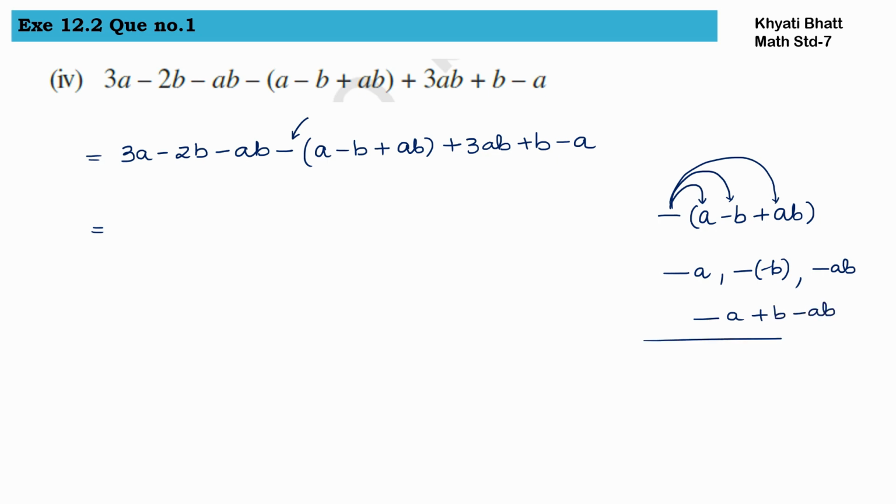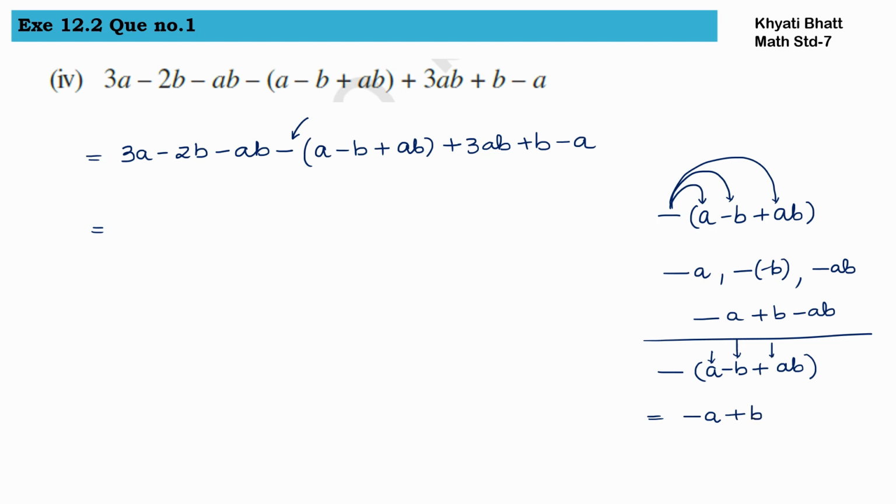Or the simple trick: whenever we are opening a bracket in which the outside minus sign is there, simply write the opposite sign. So a is positive here, so we are going to write minus a. b is minus here, we are going to write plus b.